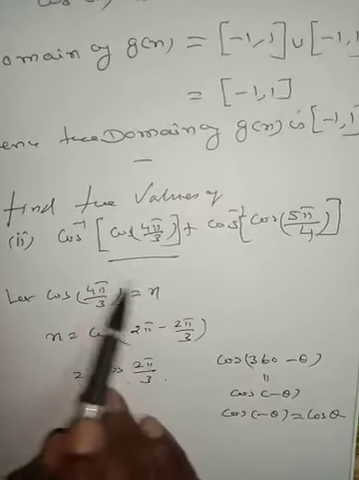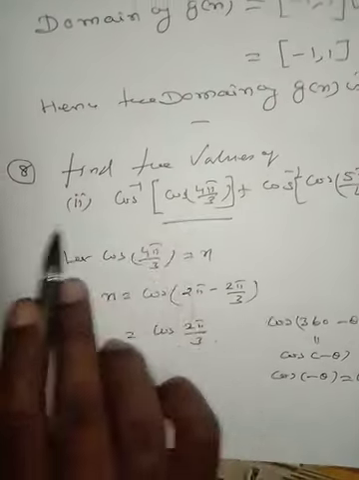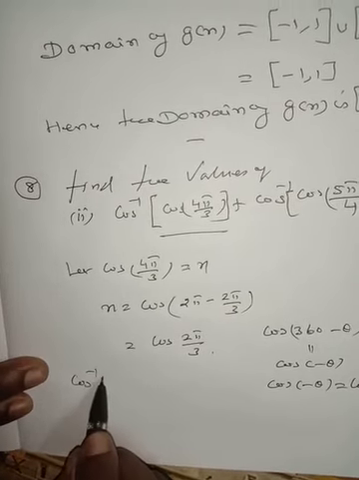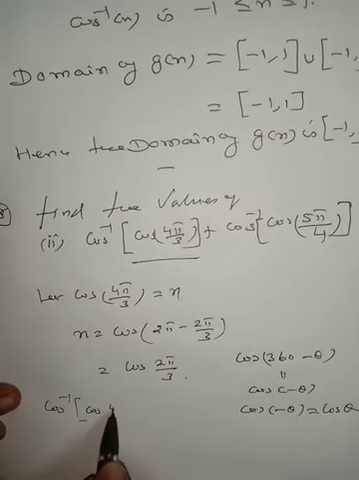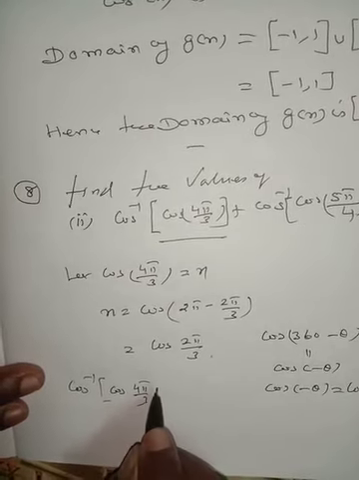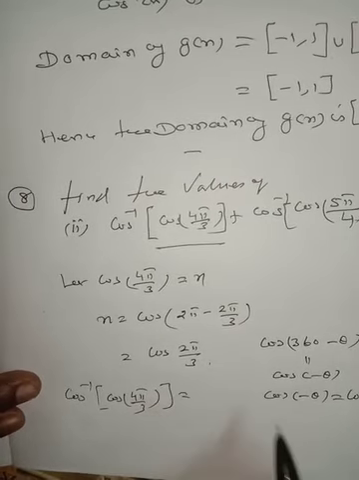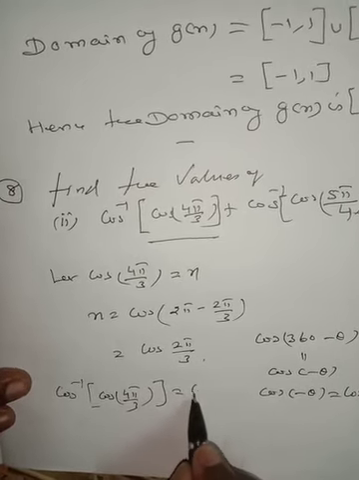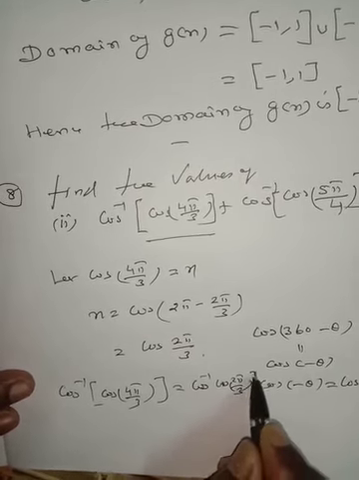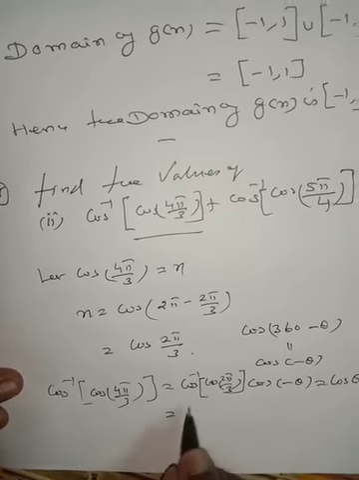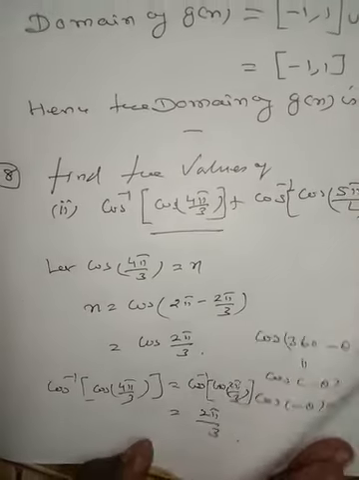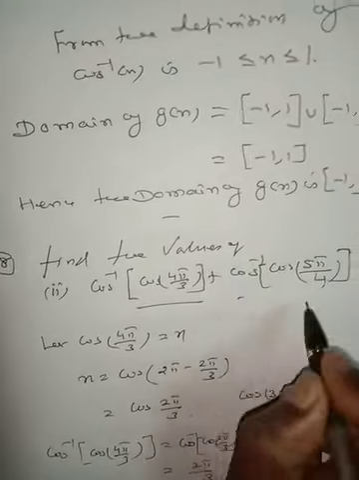So now cos 2 pi by 3. Here x is equal to this part. Now totally cos inverse of cos 4 pi by 3 is equal to cos inverse of cos 2 pi by 3. These two are equal. Now this can be written as 2 pi by 3 is the answer. Next, take another part.